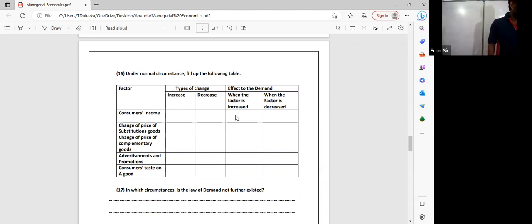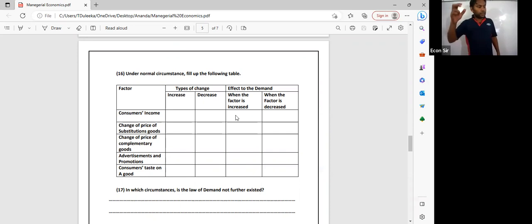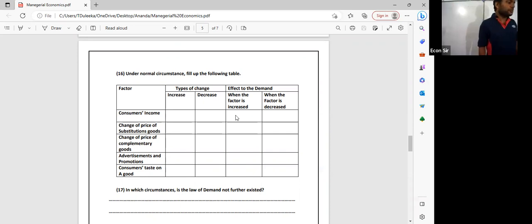And in the same way, consumer income decrease. When the consumer income decreases, what happened? Demand also will be decreased. And then change of price of substitution goods.